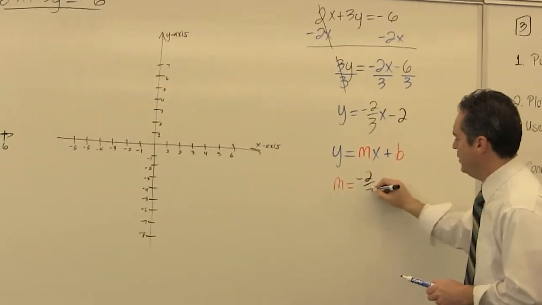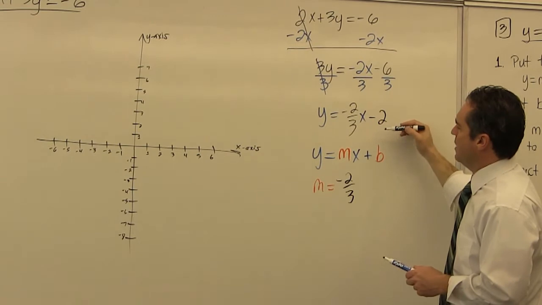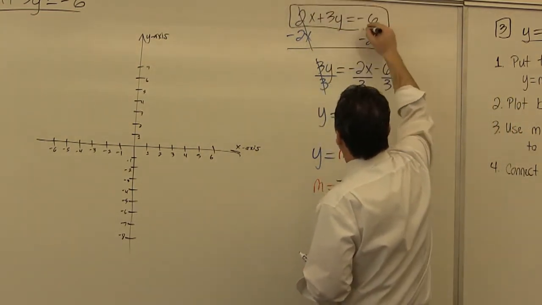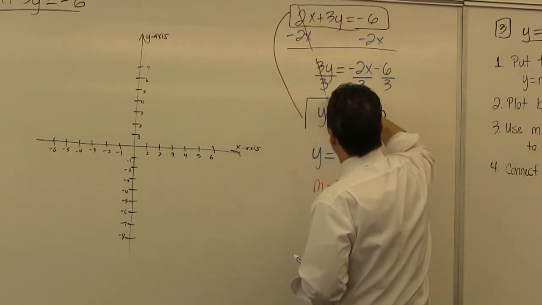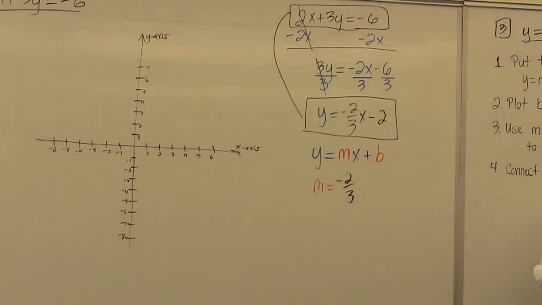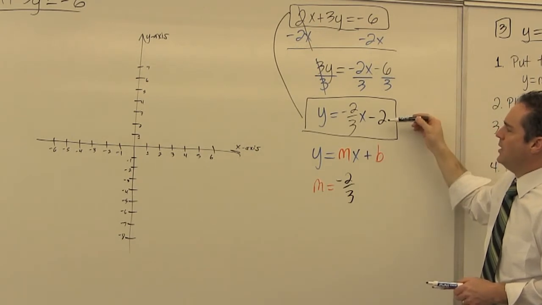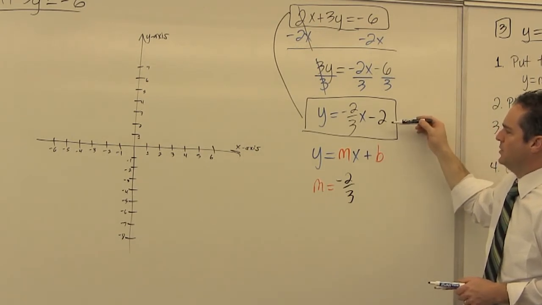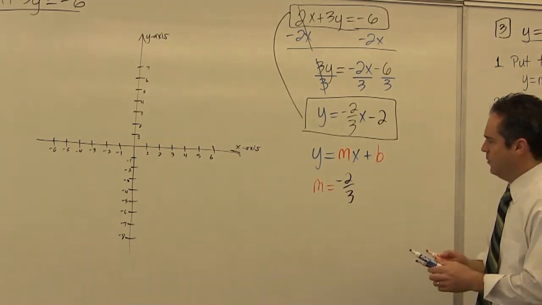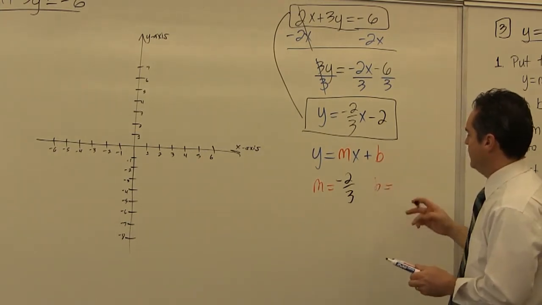By putting this equation from this form here into y equals mx plus b form, I want to re-emphasize this. This equation right here and this equation right here look different, but they are the same equation. One is in what we call standard form, and this is in y equals mx plus b, or slope-intercept form. So the slope is negative 2/3, and we can see b is equal to negative 2.